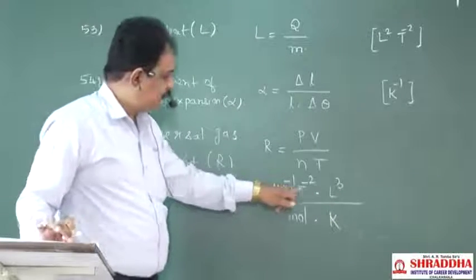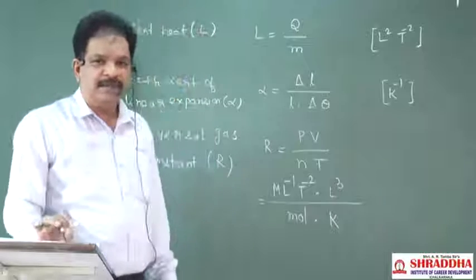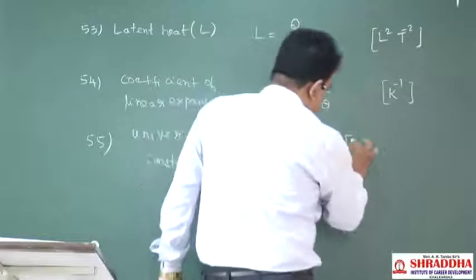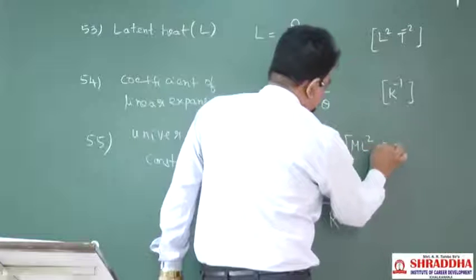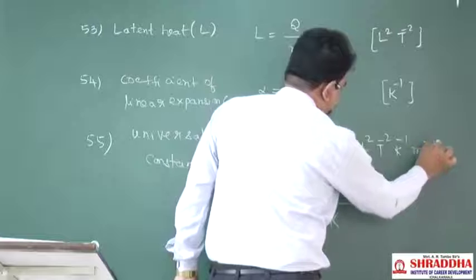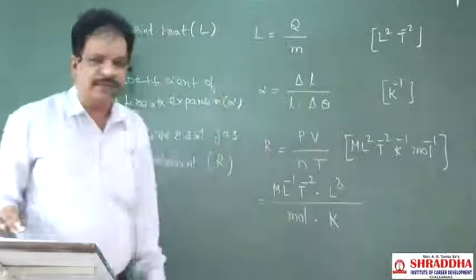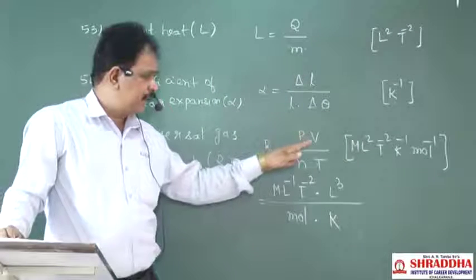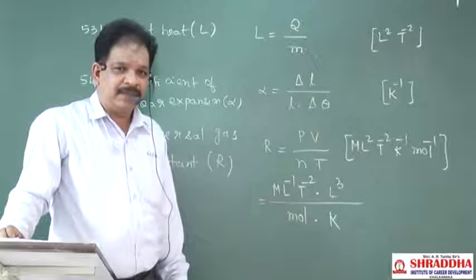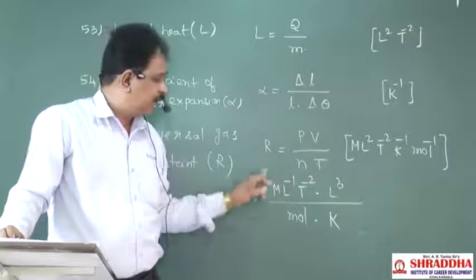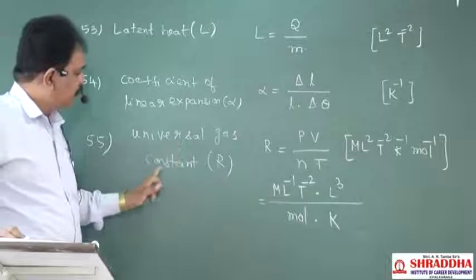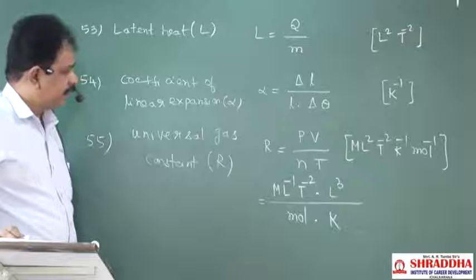So L power minus 1 times L cube means L square we will get. So M L square T power minus 2 K power minus 1 mole inverse. That is the dimensional formula of universal gas constant.